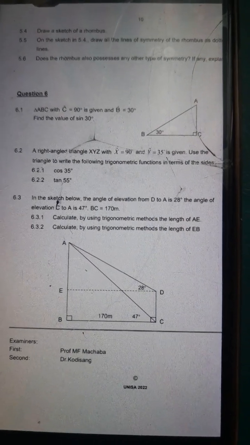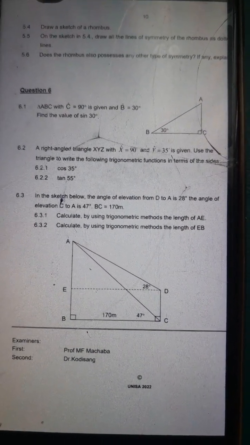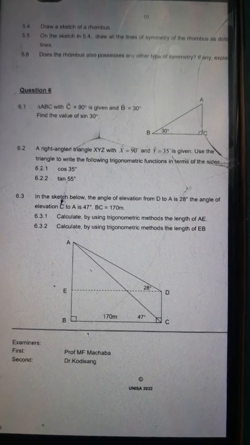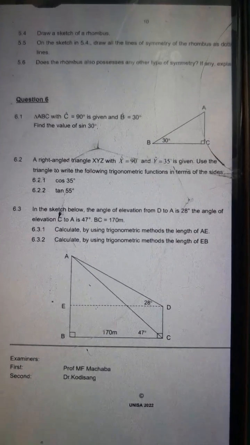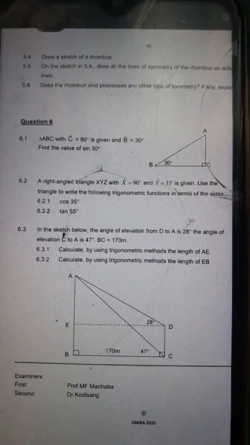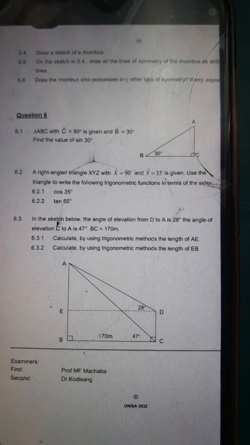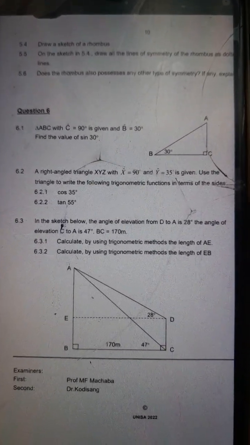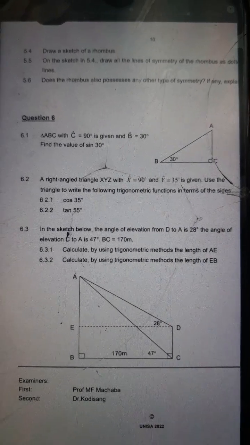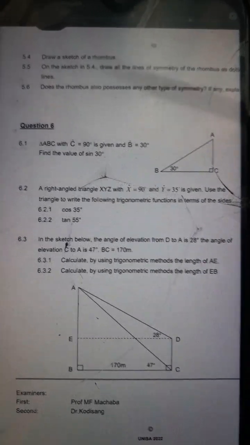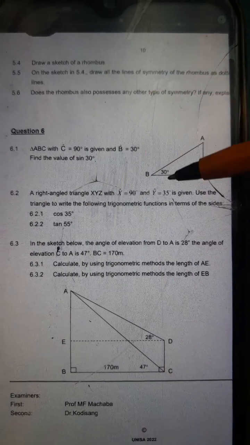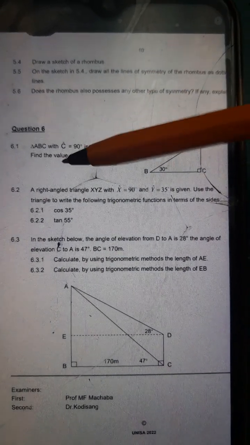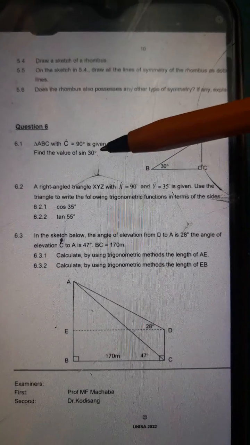You just have to practice and follow the rules, guys. So that's question 6. At question 6, we are looking at what we call trigonometry. Trigonometry is all about triangles, the study of triangles and angles. That's very important, in which we have sine, cos, tan as our trigonometric ratios. Then at 6.1, we are given a triangle ABC with C as 90 degrees, a right triangle, and B is 30. Then they said find the value of sine 30.